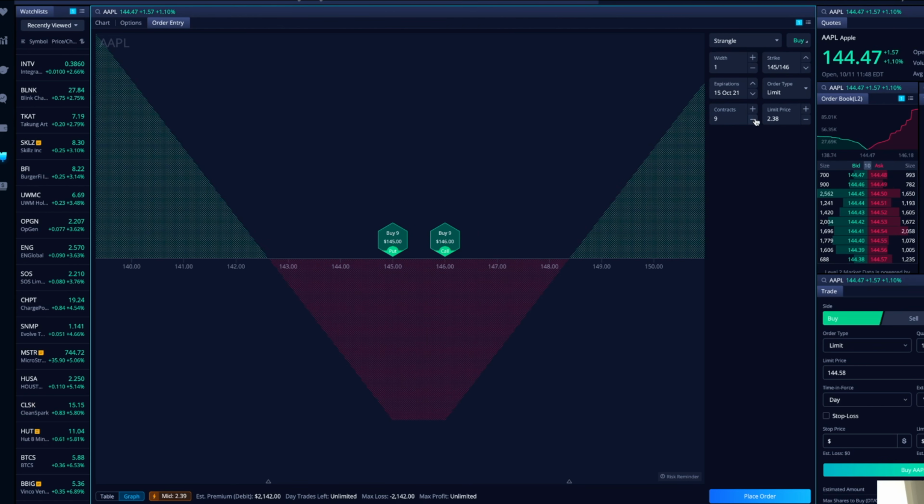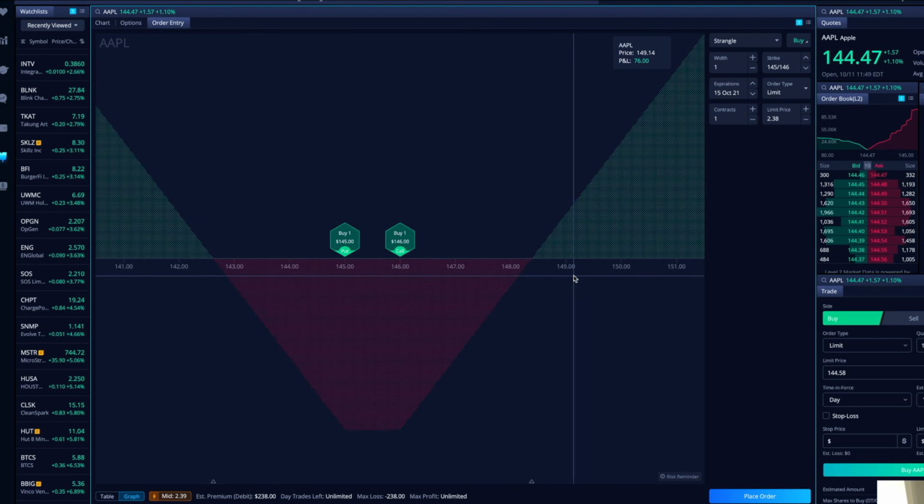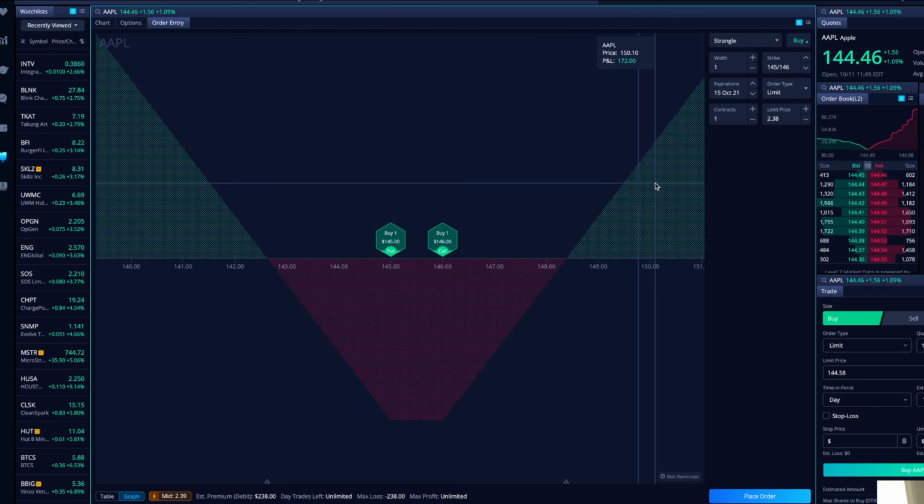Okay, let's go back to 1 so we can see this very easily. Of course, you guys can scale this up, scale this down, whatever account size you have. Just make sure your risk reward's in line. And we always like to say, you better be targeting a decent move up or down so that your risk reward is in line here.